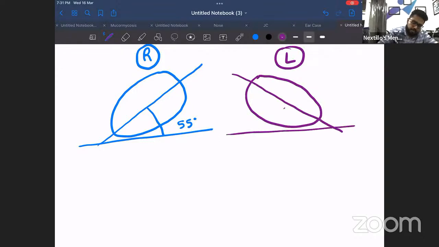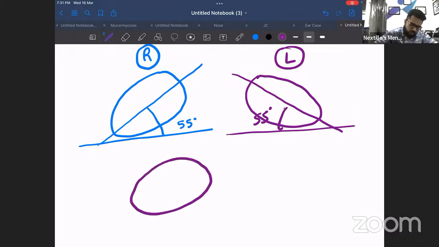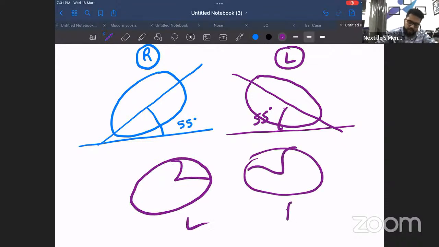See, again at 55 degrees. Now how to determine, see, some people get confused as to why the right side is drawn like this, why the left side is drawn like this, why not this is left, why not this is right. Very simple thing. First of all, remember, if this is right, we are writing anterior and we are writing posterior, right? In this place we are making this the anterior and this the posterior.